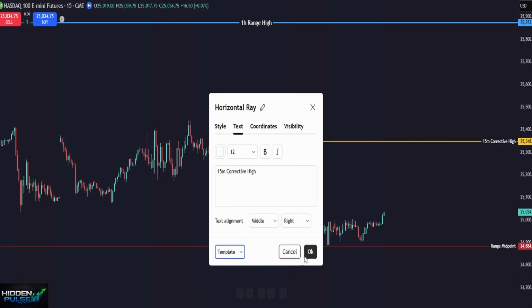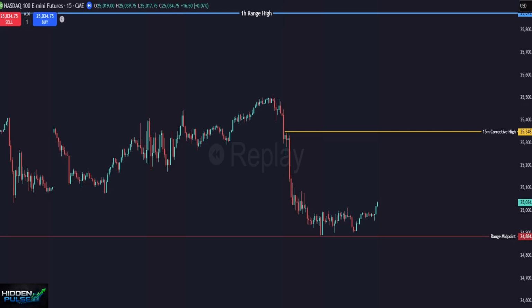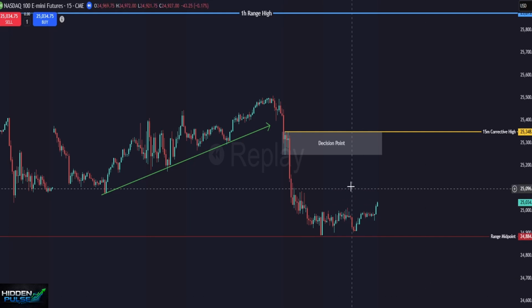So why is this the corrective level for this range? You'll notice price was in a small uptrend before making the displacement lower that tagged our range midpoint. When the bearish displacement began, price paused and made a decision. The decision was to continue lower. This being a decision point makes it our corrective level.